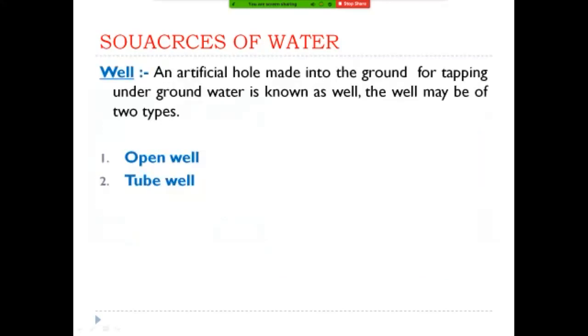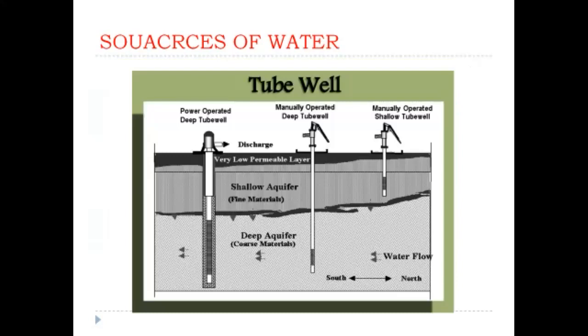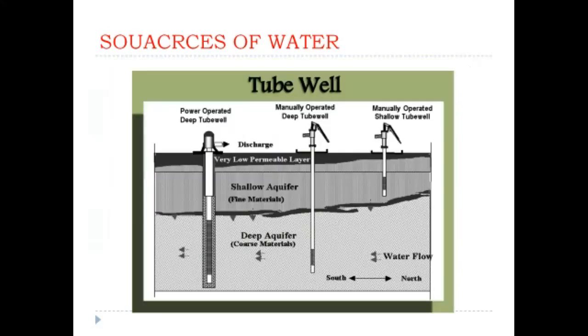Next one is wells. One of the types of underground source of water is wells. A well, an artificial hole made into the ground for tapping underground water, is known as a well. When the water is collected from the underground at some depth, it is known as a well. And these are also of two types: open well and tube well. Open well is this one, tube well is another. These are the different criteria.